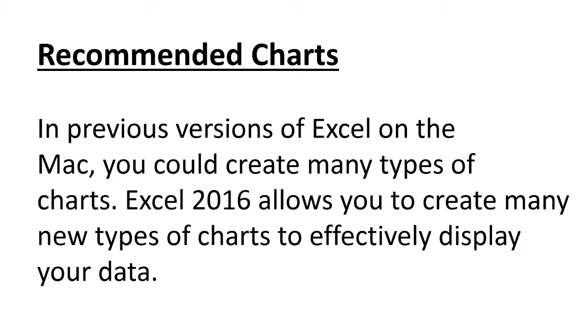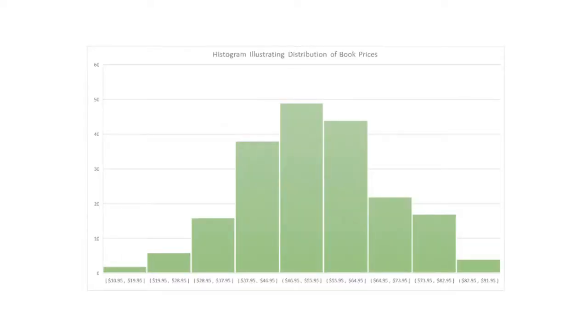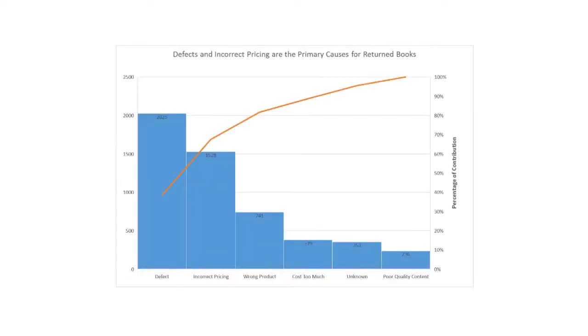In previous versions of Excel on the Mac, you could create many types of charts. In Excel 2016, Microsoft allows you to create many new types of charts to effectively display your data. A waterfall chart provides a simple visual of the running total of your financial data. A histogram automatically displays the frequencies within a distribution. A Pareto chart allows you to prioritize and address critical issues.